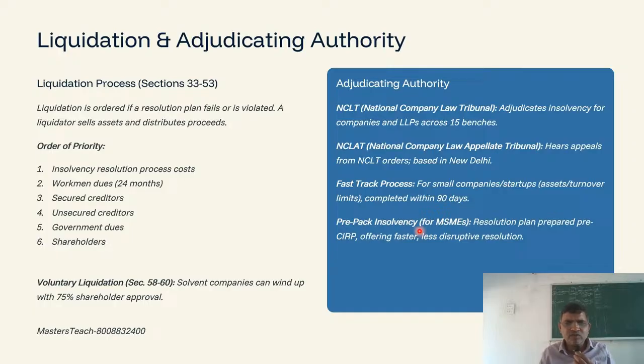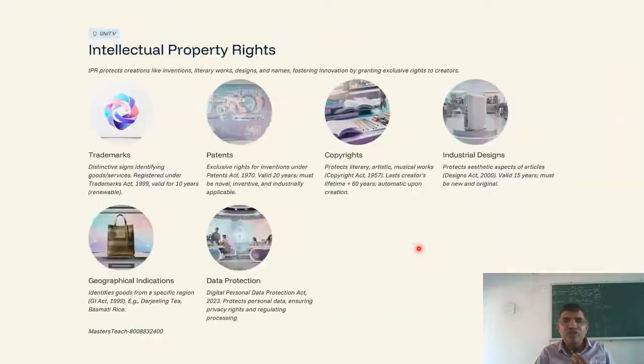Then the fast track process for small companies and startups, where assets and turnover are very limited, is completed within 90 days. Then pre-pack insolvency for micro, small and medium enterprises, MSME. So the resolution plan is made before CIRP, offering a faster, less disruptive resolution. Okay. So, intellectual property rights. Okay, IPR, it protects intellectual property.